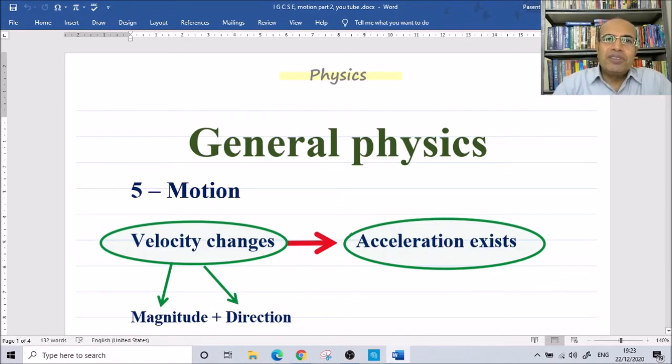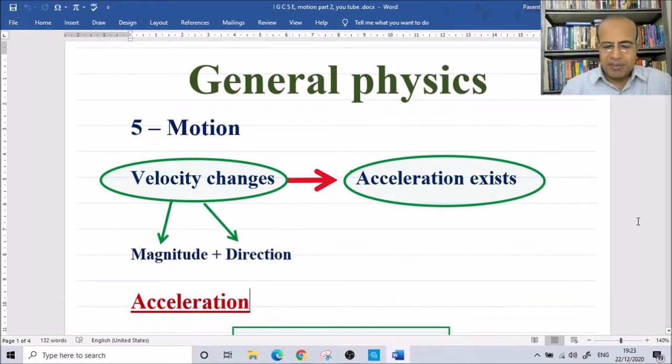Acceleration. What do you mean by acceleration? If the velocity of the object changes, the object accelerates. Velocity is a vector quantity, with magnitude and direction. So if the value of the velocity increases or decreases, or if the direction of the velocity changes, then we say the object accelerates.